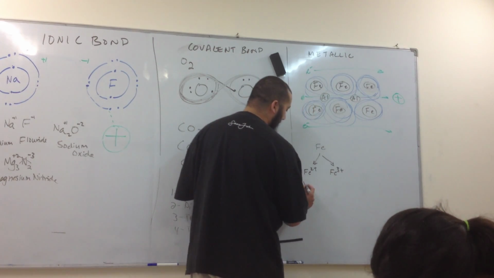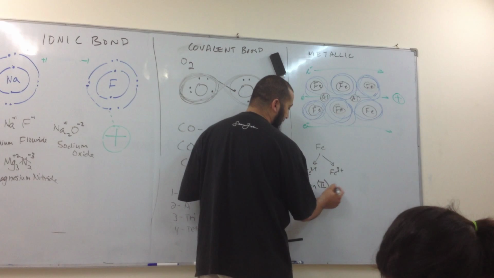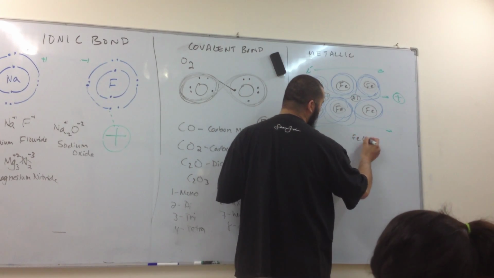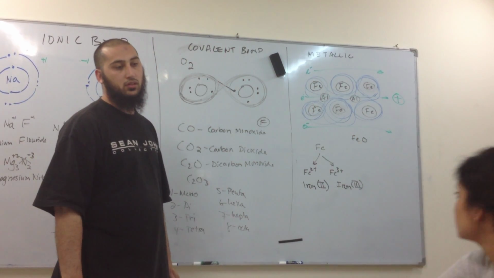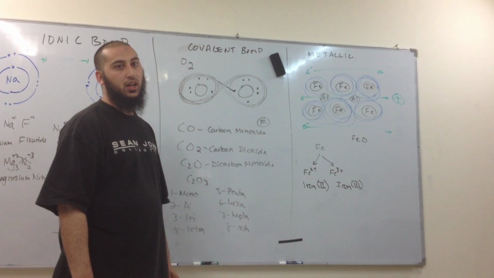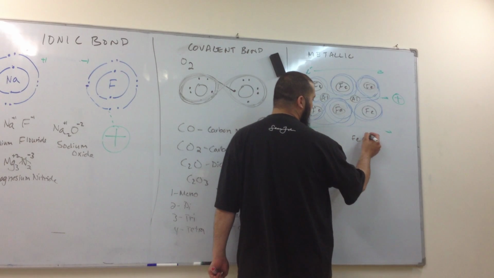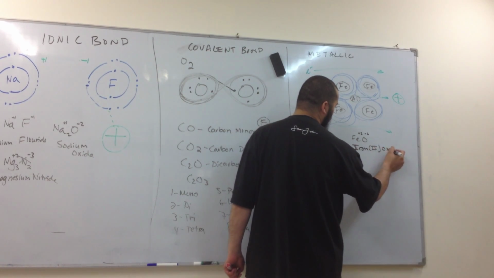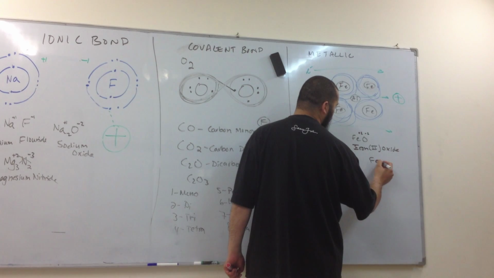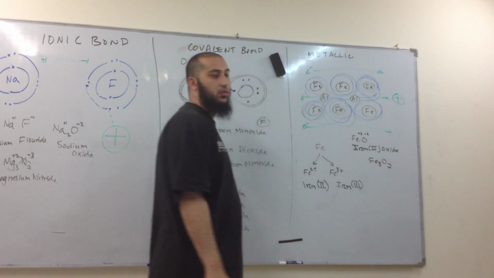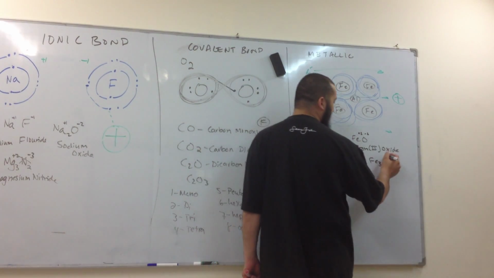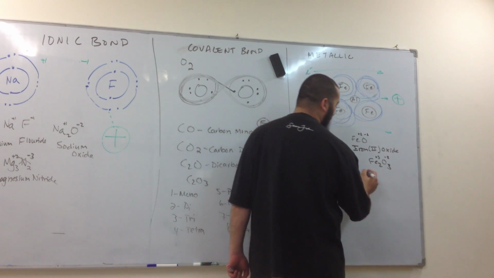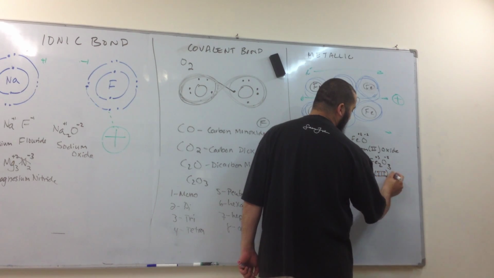So this is going to be iron 2, and this is going to be iron 3. For example, if I have FeO, how am I going to name this? Iron 2, because this is minus 2, this is plus 2. So you'd say iron 2 oxide. Now, what if it's like this? Iron 3, because this is minus 2, this is plus 3. Oh, sorry, it's like this: 2 or 3. So this is going to be iron 3. So whenever you have a transition metal, it should have a Roman numeral.